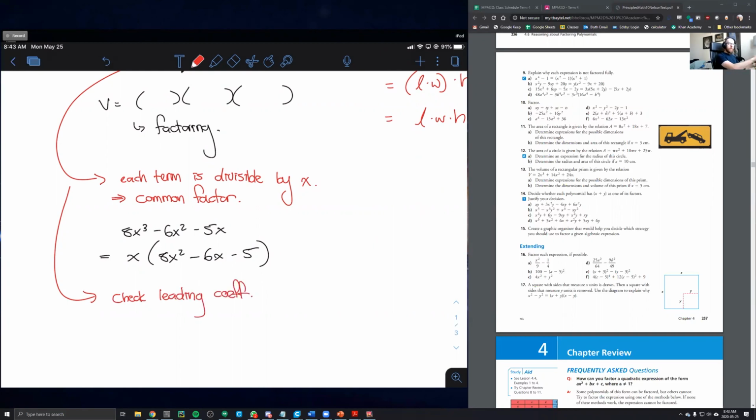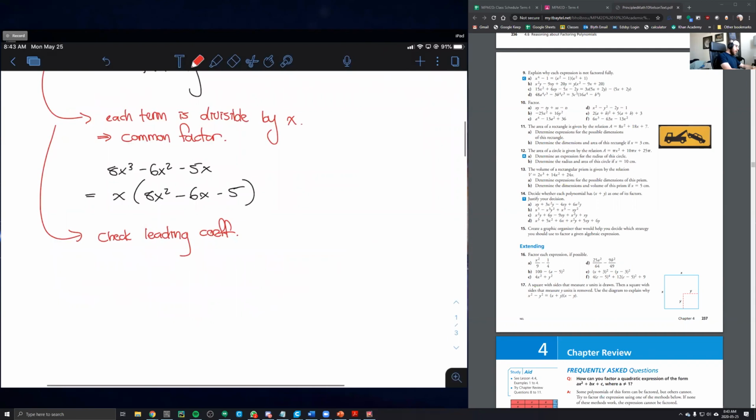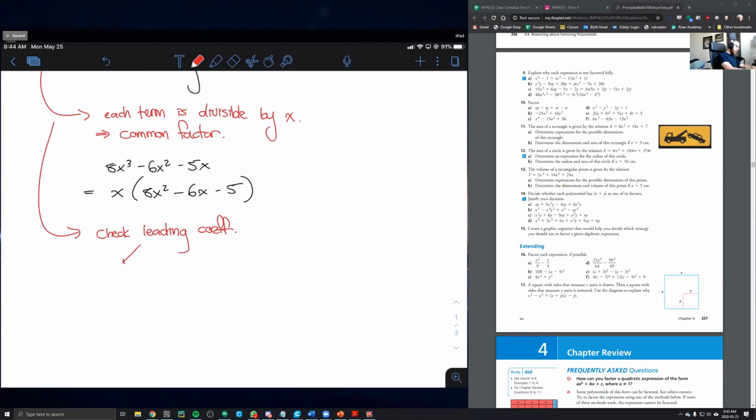This is essentially the flowchart kind of diagram or methods that I was asking you to do on your quiz on Friday, but we check the leading coefficient. So if the leading coefficient is equal to 1, then we use sum and product. And if the leading coefficient is not equal to 1, then we try to use decomposition. Okay.